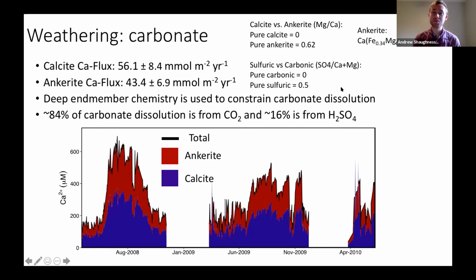Additionally, we can think about these end member chemistries in terms of sulfuric versus carbonic acid dissolution. We had hypothesized that this deep weathering flow path, because of pyrite oxidation, would be mostly sulfuric acid driven dissolution of carbonates. But what we actually find when looking at the data is that is not the case. Even though this flow path goes through the pyrite oxidation front, pyrite has a relatively small abundance in the shale at Shale Hills. Carbonate dissolution is actually mostly driven by carbonic acid, with only 16% of this dissolution driven by sulfuric acid.